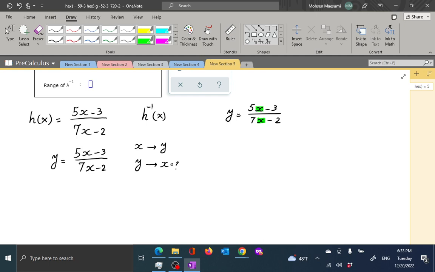In this case, first we cross multiply, so we have y times 7x minus 2 is equal to 5x minus 3. Again, remember our idea is to catch x. Let me emphasize, we are trying to bring all the x's to one side and collect them. I multiply it out, so I get 7x times y, 7xy minus 2y, is 5x minus 3. Again, we are far from our goal. How can I isolate x? I bring all the x's to this side.